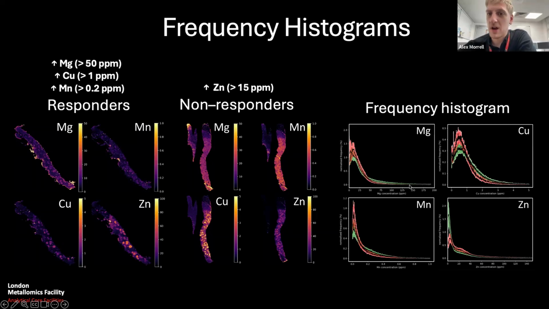So the takeaway message on this bit is that there are definitely different metallomic signatures. We're still trying to unpick the mechanisms for why there are differences. And maybe there will be diagnostic implications just on metals alone.